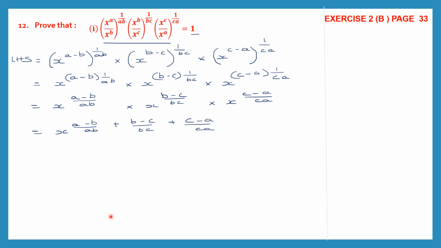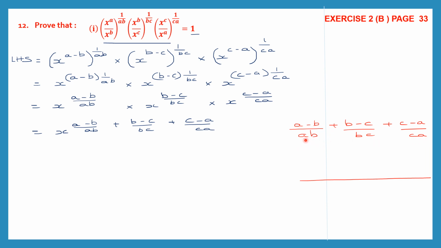Now let's look at the powers. They're all fractions and it is addition. So we have to find the LCM and work it out. So let's do this working separately here. Let's take only the powers. So that is a minus b by ab plus b minus c by bc plus c minus a by ca. Again, since we have to find the LCM, remember these are not numbers but variables, and it's not very easy. You just have to think carefully and do it.